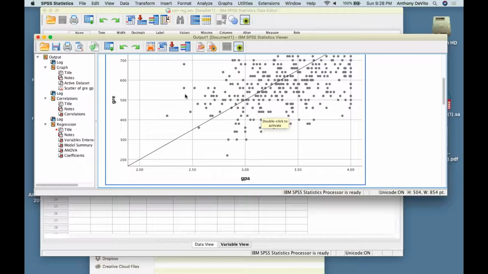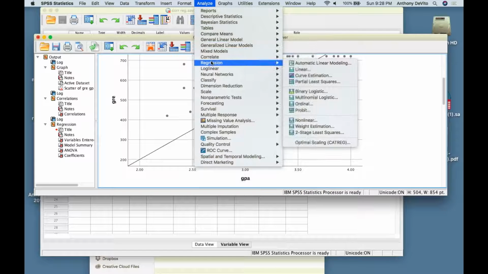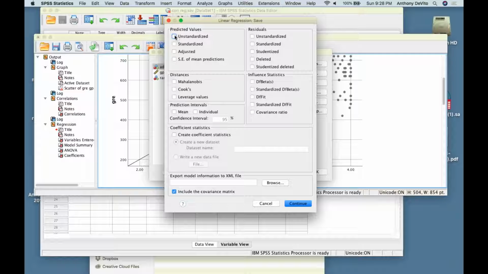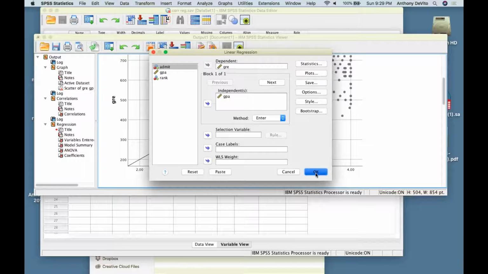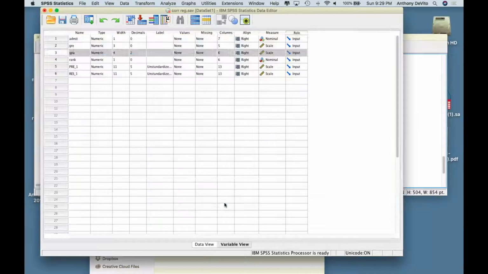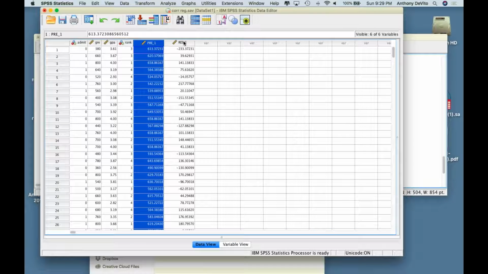Now, there is a way for you to actually go here and say Analyze, go to Regression, to Linear Regression, and go into Save and click on unstandardized predicted values and unstandardized residuals. I'm going to click Continue and click OK. What that does is it takes this formula that we read from here, and it goes to our data view, and it creates two new variables.